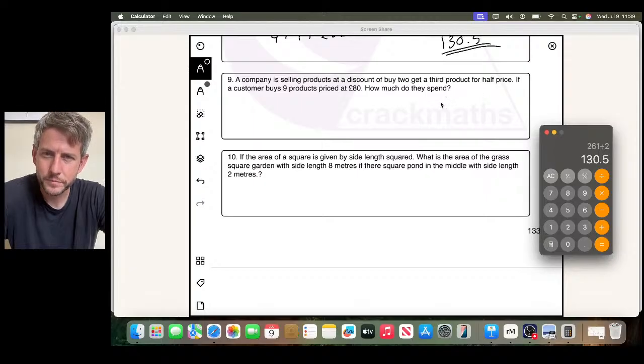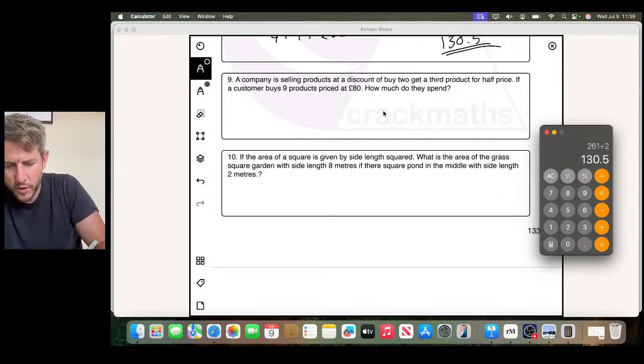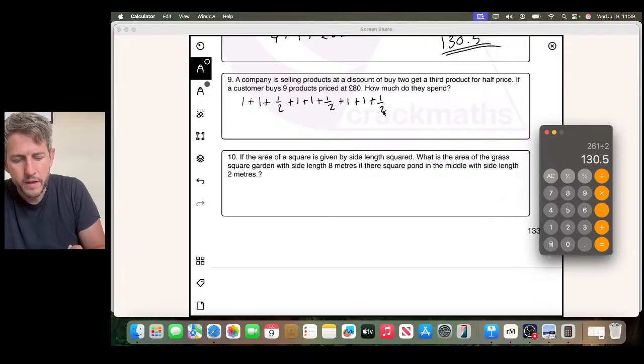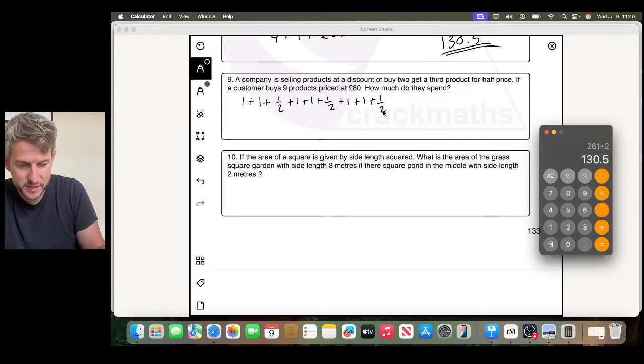Okay, so we need to work out how many products they're buying at each price. So buy 2, get a third half price. So they're paying whole price plus whole price plus half price, whole price plus whole price plus half price, that's 6 plus whole price plus half price. Okay, so we're paying 1, 2, 3, 4, 5, 6 whole prices and 3 half prices.